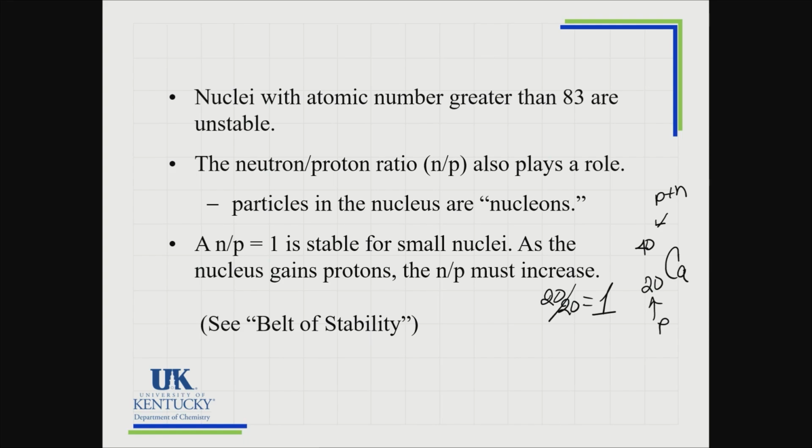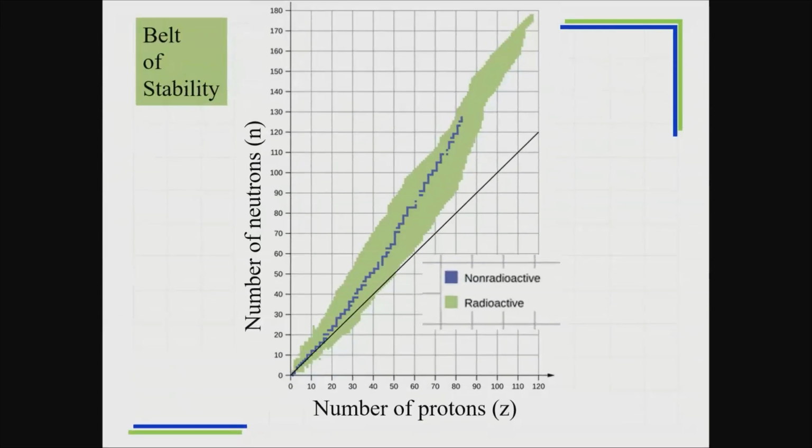But when they start getting bigger, they won't be stable with that. You need to have that neutron to proton ratio increase as it gets heavier and heavier, as you get more and more protons. And we're going to look at this belt of stability here. What you see in blue are your non-reactive isotopes. They are the stable isotopes. What you see in black is the 1-to-1 ratio of protons to neutrons. So you can see down in this region, 1-to-1 gives you stability.